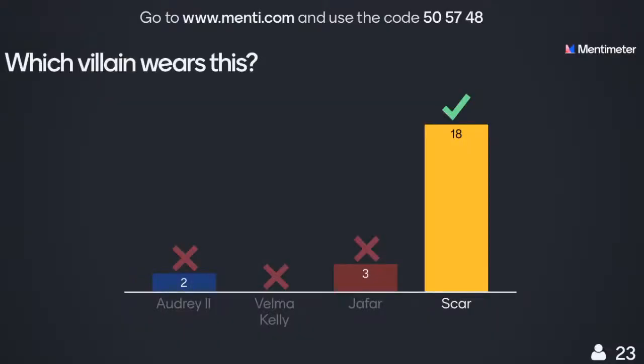Now the results. Looks like 18 people got it right with Scar. Well done to that. Two people going for the plant, Audrey 2.